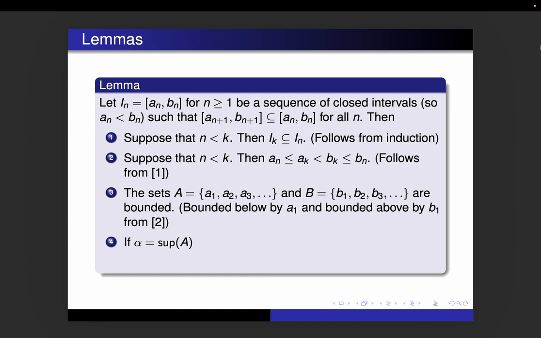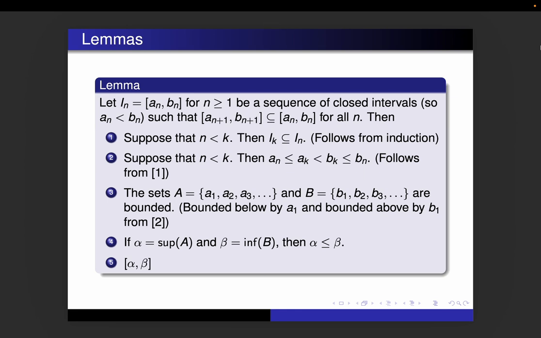A is bounded above, so it has a supremum. We'll call that alpha. The set B is bounded below, so it has an infimum. We'll call that number beta. And then we can prove that alpha is less than or equal to beta. That's what we're going to prove in this video.